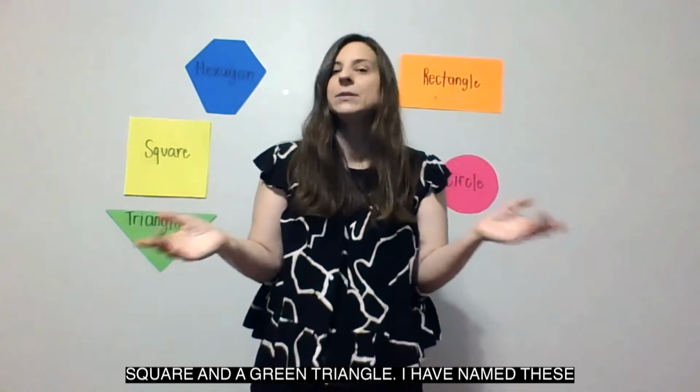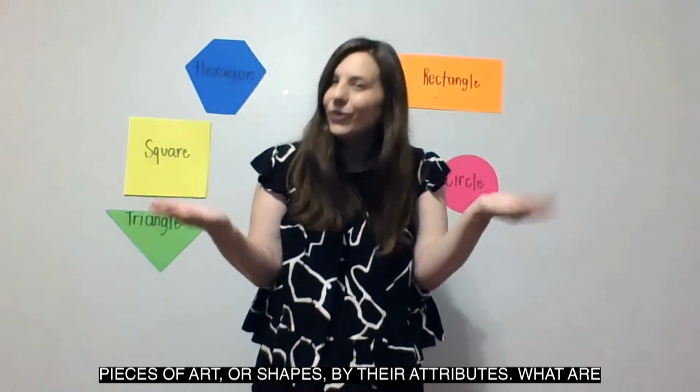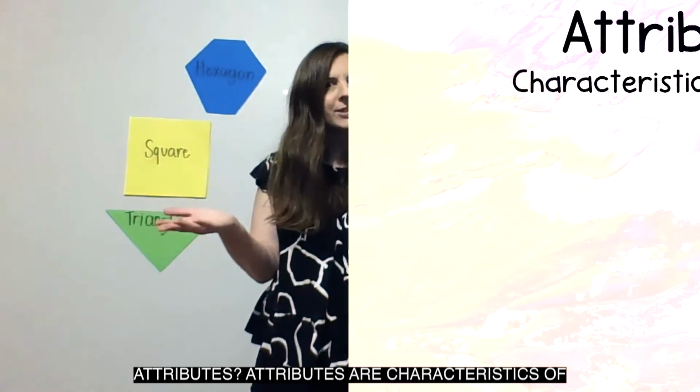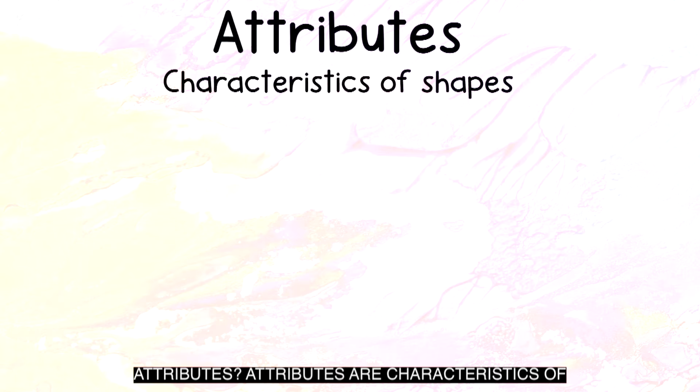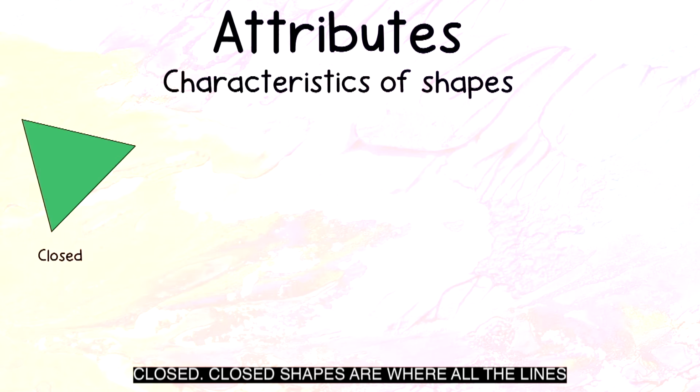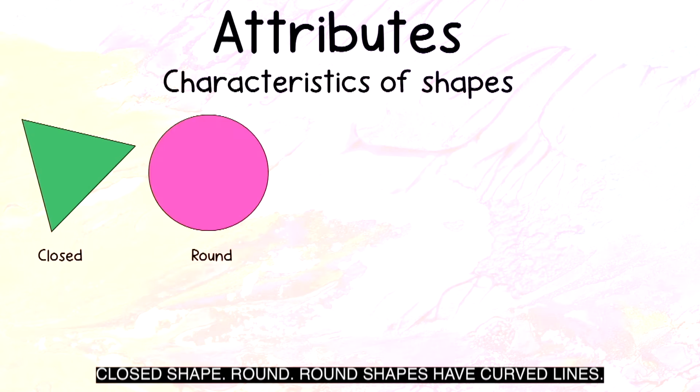I have named these pieces of art or shapes by their attributes. What are attributes? Attributes are characteristics of shapes. Let's review some of the attributes we will be looking at in our art gallery today. Closed. Closed shapes are where all the lines connect. This green triangle is an example of a closed shape.